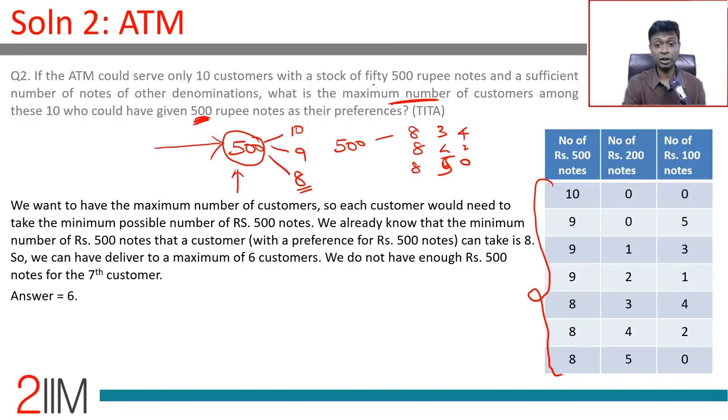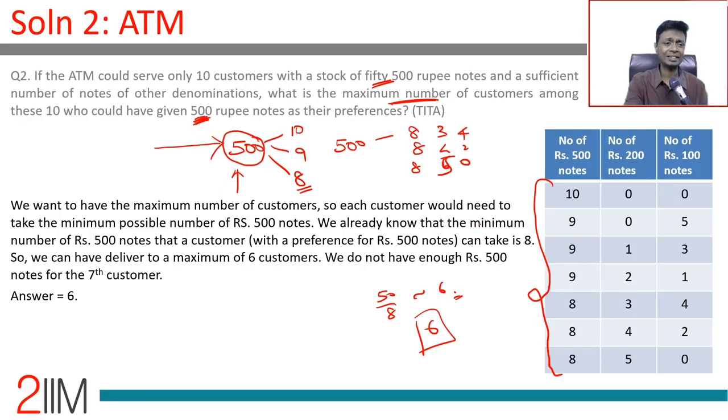We have 50 500 rupee notes to start with, so we can service 50 by 8, 6 point something, 6 customers. We do not have enough 500 rupee notes for the 7th customer who says the preferred note is 500 rupee note. If your preference is 500 rupee note, we can give them 10, 9 or 8, but we would rather give 8 because we want to satisfy as many people who have put preferred note as 500 as possible. So we would rather give 8.